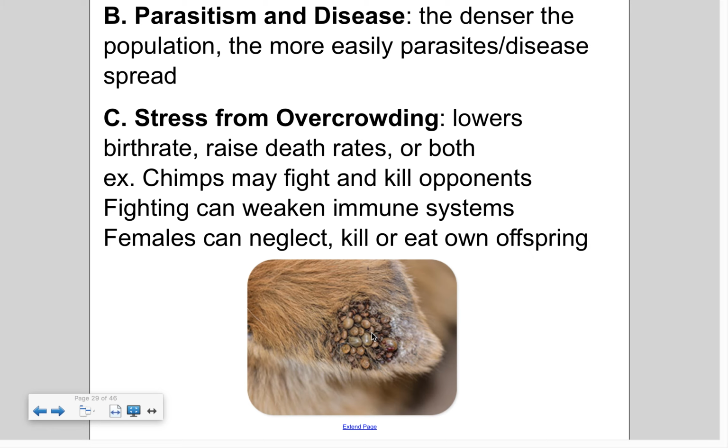Your book talks about examples that say that chimps may fight and kill their opponents due to overcrowding, or that the fighting can weaken their immune system, so they're more susceptible to parasitism or disease. Females, if they're overcrowded in an area, this is chimps, they can neglect, kill, or even eat their own offspring. So it's crazy stuff.